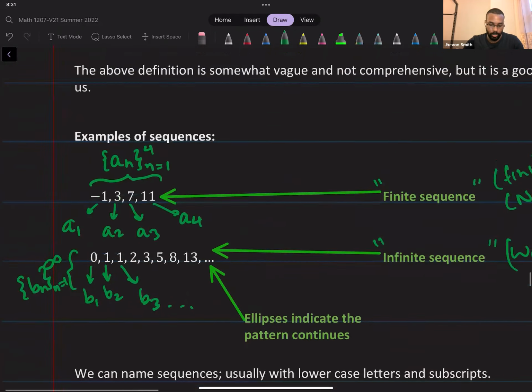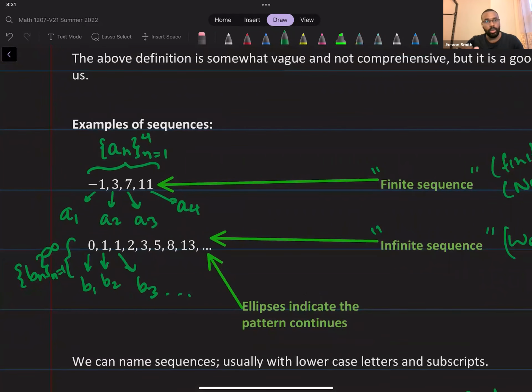So, as right now, like the first sequence, what do you think is a pattern that would give me that list of numbers? Do you notice anything? What do you think a pattern would be?